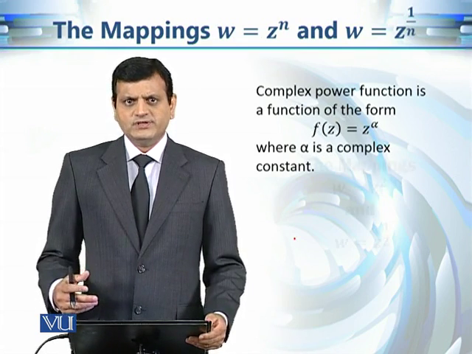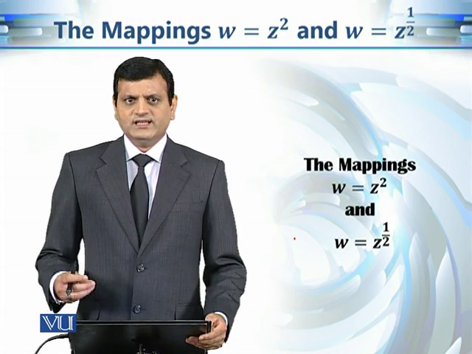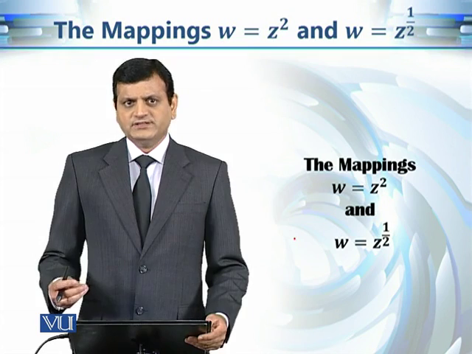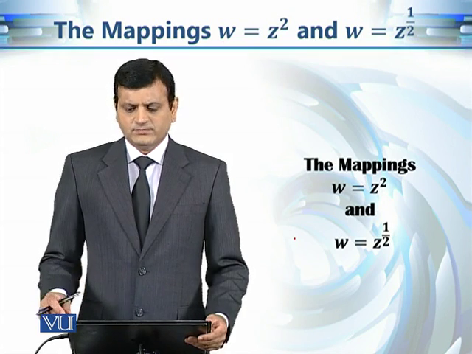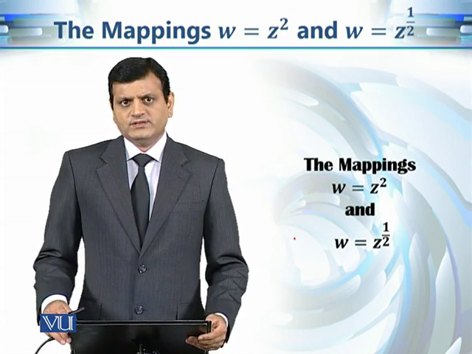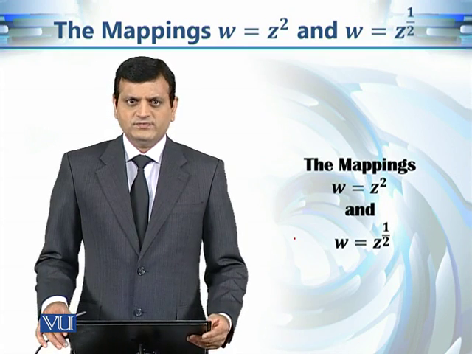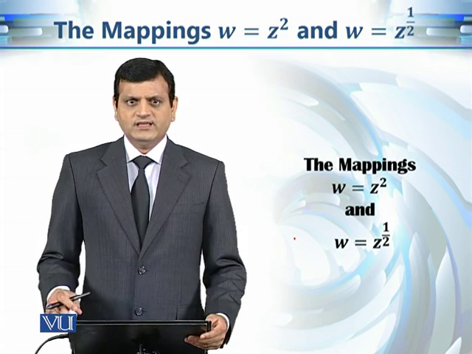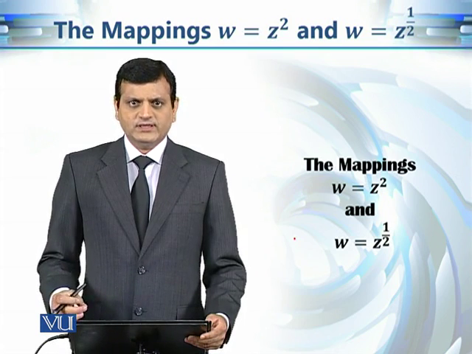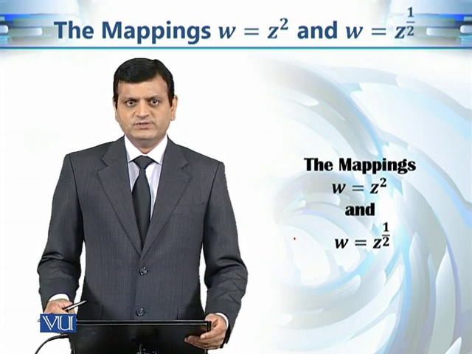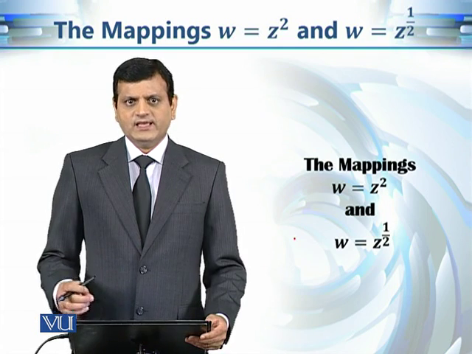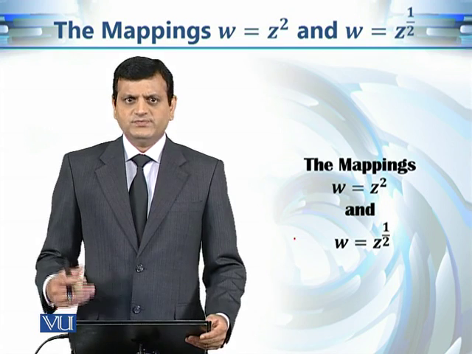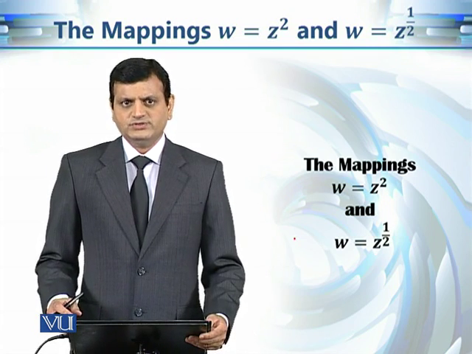And not just any integer, but a positive integer: alpha is n, and 1 over n, where n is a positive integer. In this discussion, we are going to choose a very special value of n, that is n equal to 2. We are going to study the square function and the square root function, and we will discuss different geometrical properties of these two functions.